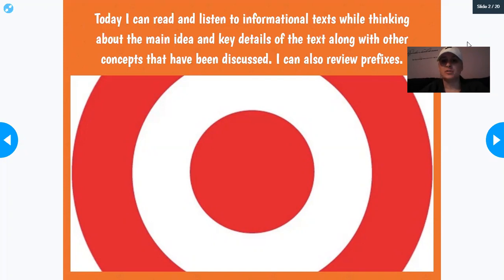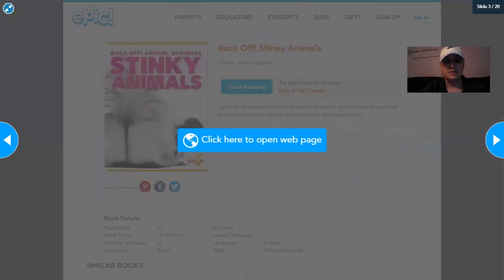I can read and listen to informational text while thinking about the main idea and key details of the text, along with other concepts that have been discussed. I can also review prefixes. It's what we've been working on all week.